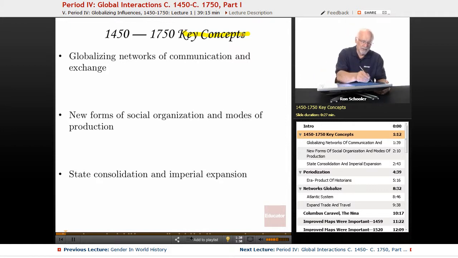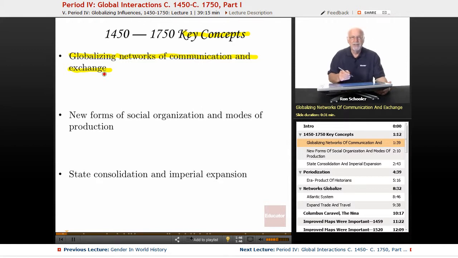First of all, globalizing networks of communication and exchange. What this means is that, as you know, the Eastern Hemisphere and the Western Hemisphere are going to be joined together for the first time in all of human history. So that's going to be huge, and new networks are going to be established, and it's going to affect the others.